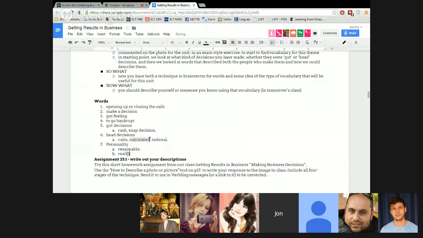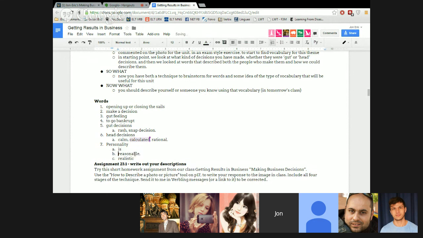Realistic. So a realistic decision maker, realistic, there we go. Someone who is, here we have to use the verb to be. Someone who is reasonable, someone who is realistic. Is someone who is realistic a gut decision maker, a rash decision maker, or a calm and calculated decision maker?